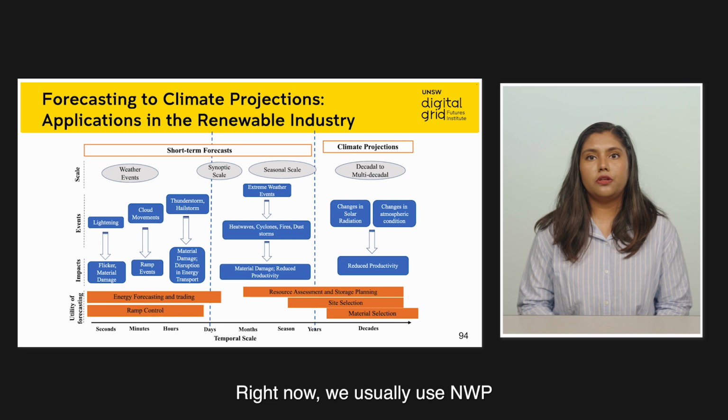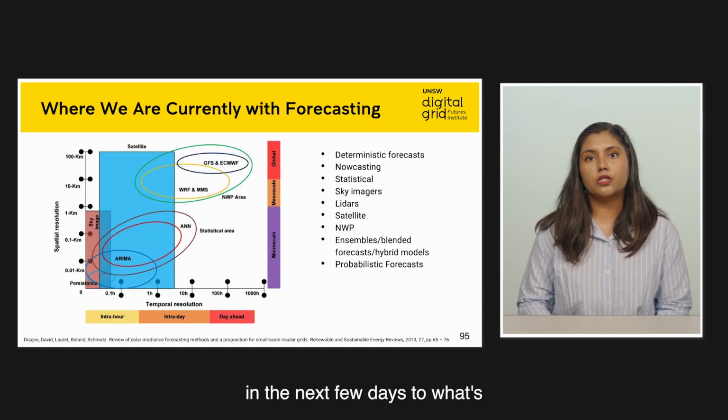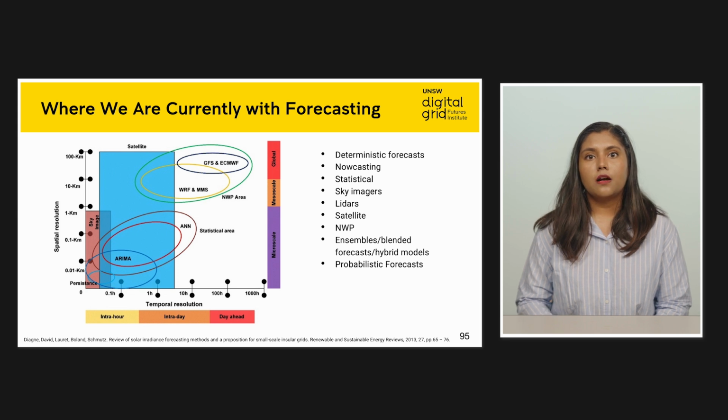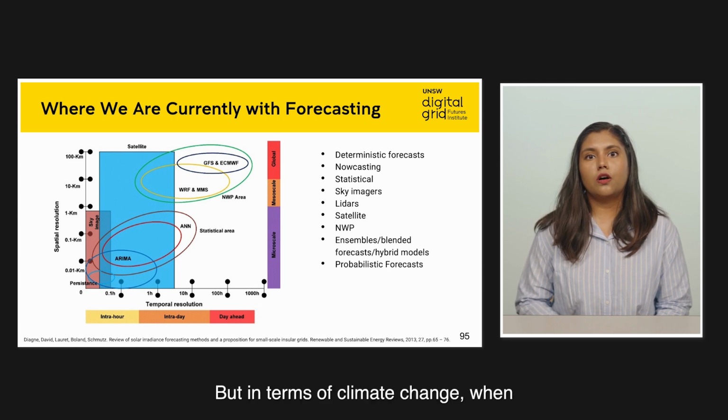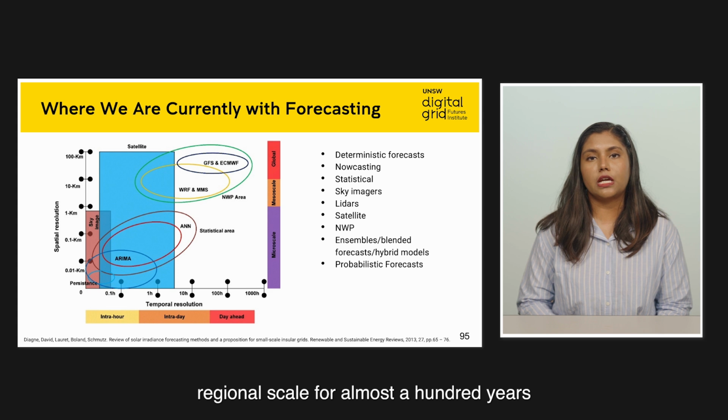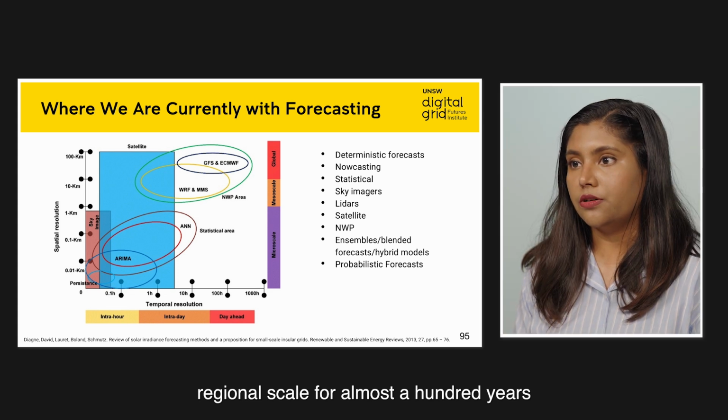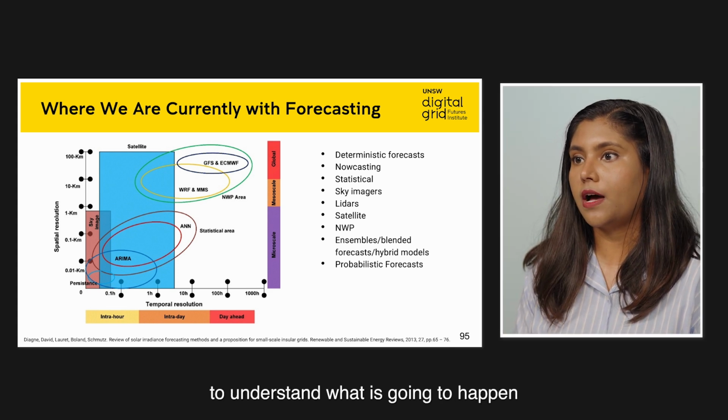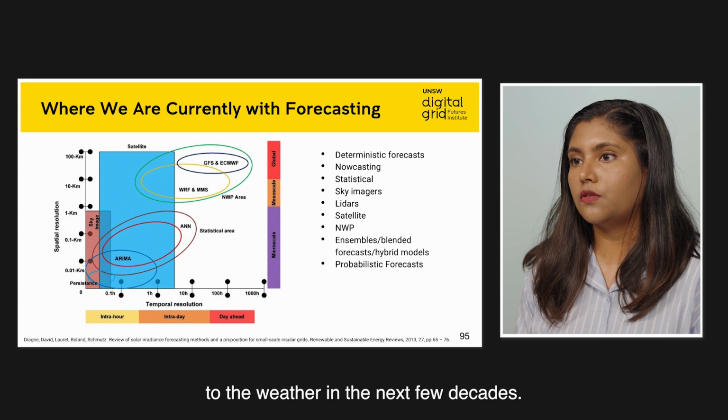Right now, we usually use NWP methods, and we use ensemble forecasts along with hybrid models in order to predict what's going to happen in the next few days to what's going to happen in the next season. But in terms of climate change, when we are looking at decadal to multi-decadal scale, we use climate projections, that is, running models on a global scale or on a regional scale for almost 100 years to understand what is going to happen to the weather in the next few decades.